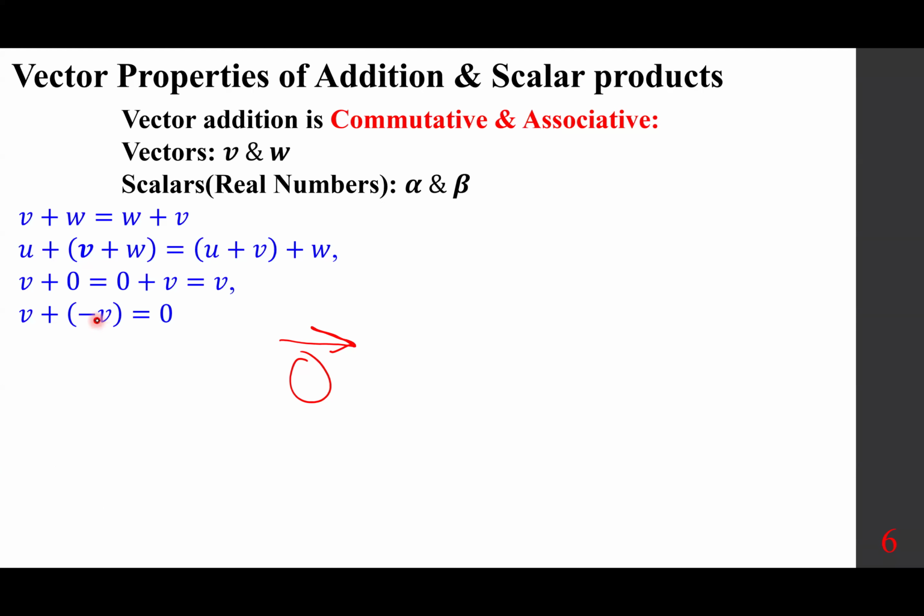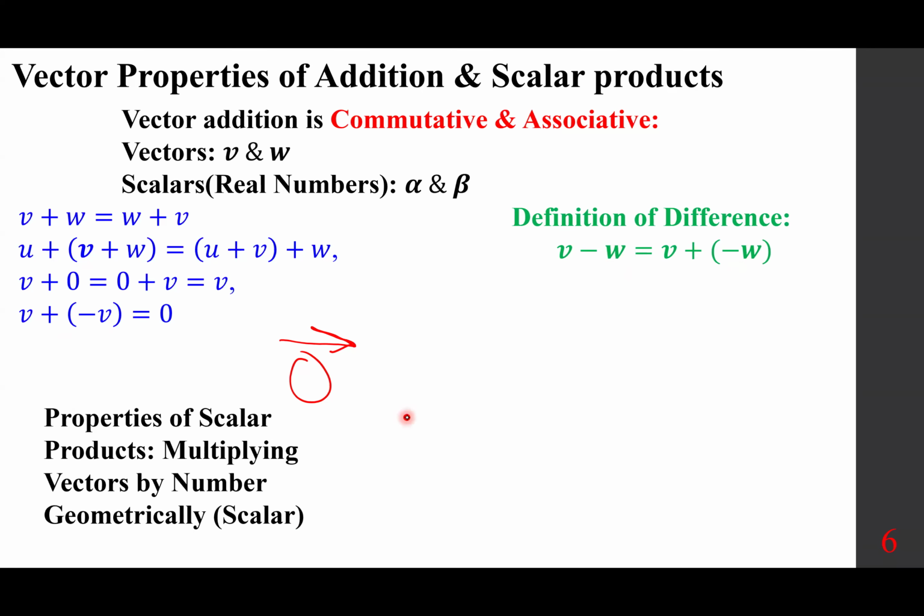And this is the negative of V. They add up to zero again. Both of them are vectors. So the definition: V minus W is just, as we did in the beginning of learning subtraction, V plus the negative W, the opposite of W.